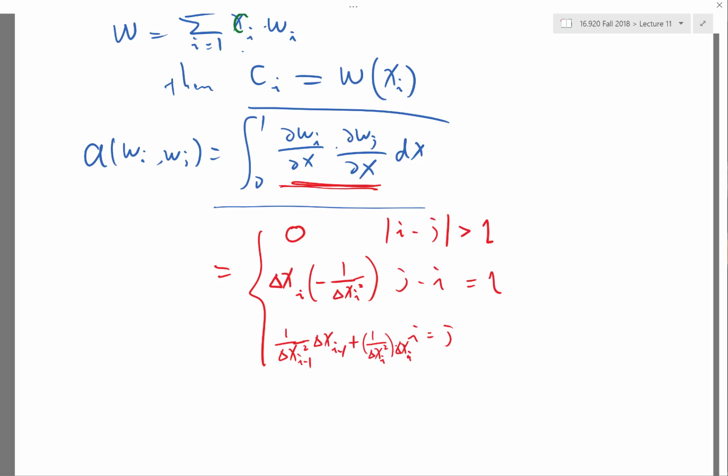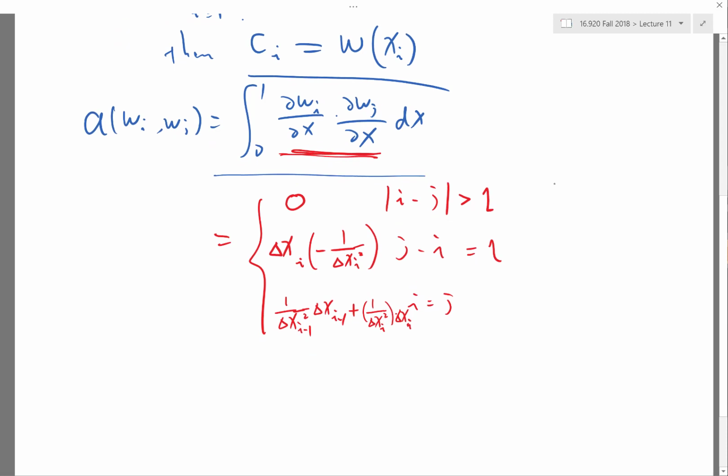Does it make sense? So let's actually conclude. I can also simplify this a little bit. This cancels with one of these, so it's actually 1 over delta xi, and also this cancels, so it's 1 over delta x i minus 1 plus 1 over delta xi.